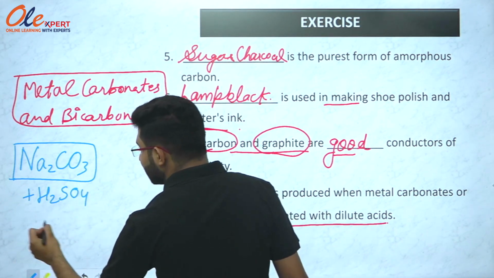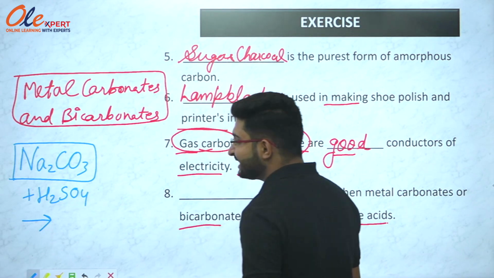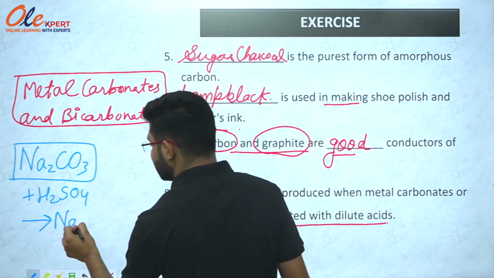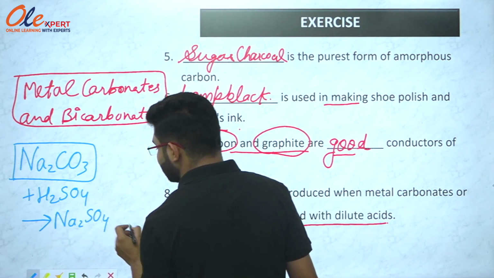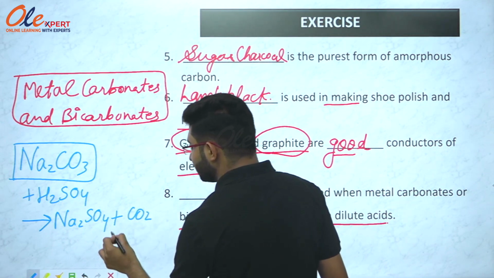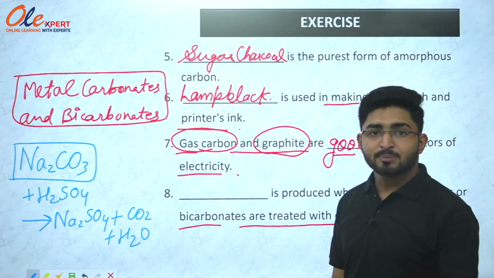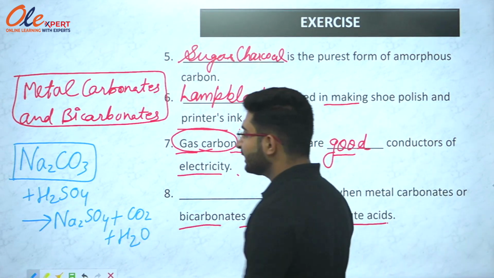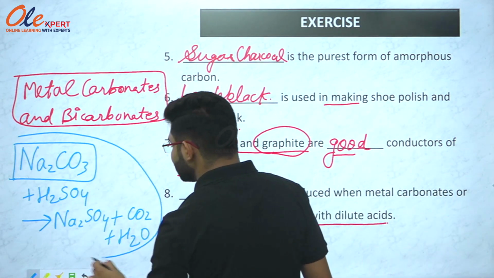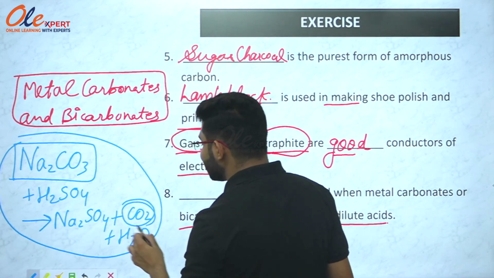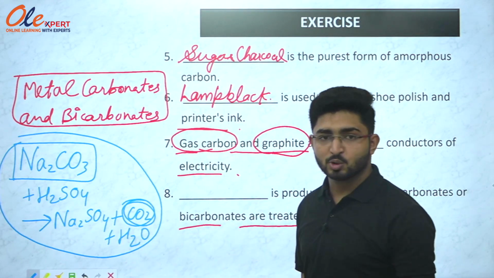When we are using Na2CO3, it converts itself into Na2SO4 plus CO2 plus H2O. It releases carbon dioxide and also produces water. Okay, so this is the balanced equation. So you can see that carbon dioxide gas is released over here, it is produced here.